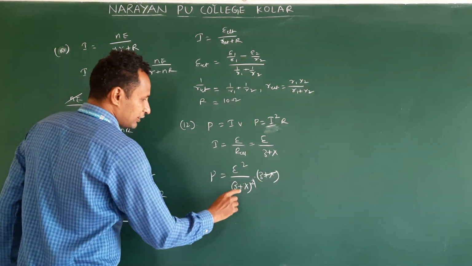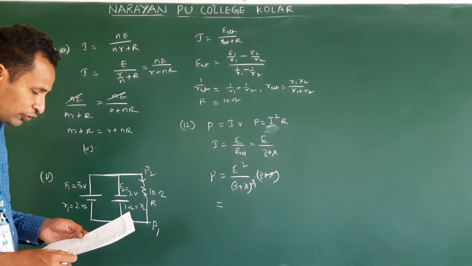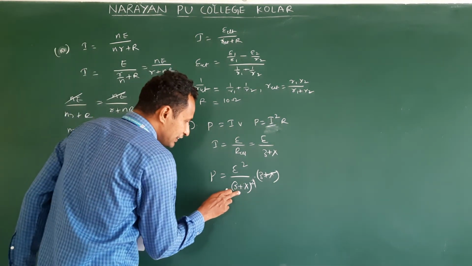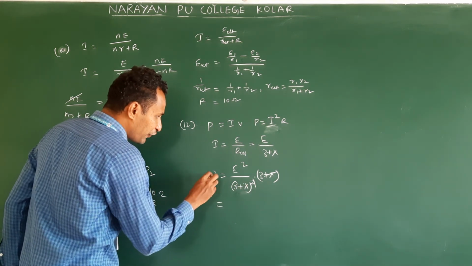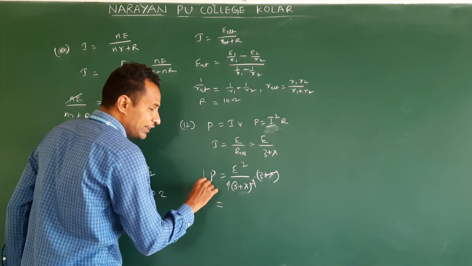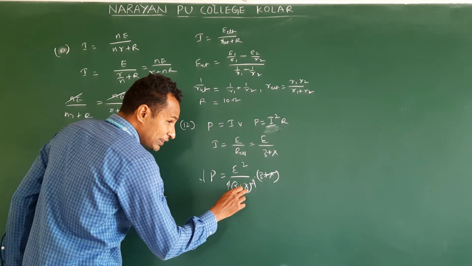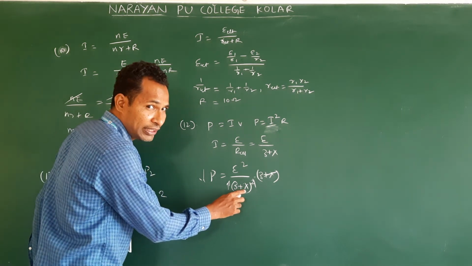1 will be cancelled. They are asking, resistance will be maximum for x value. If x increases, then what will happen? If x increases, then p decreases. If this increases, p decreases. If 3 plus x means if x value increases, 3 plus x value increases. Am I correct or not?